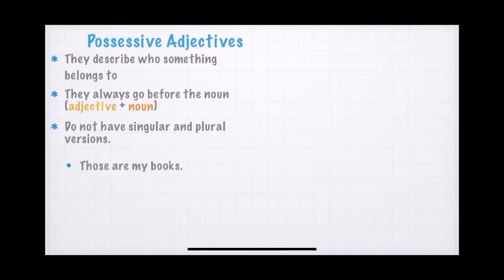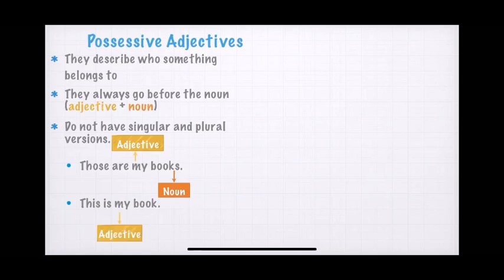Those are my books. My is the adjective which is describing books, the noun. So this word my is showing ownership of books. This is my book. My is again the adjective which is used to describe the noun book. Now in both these cases, one is singular and the other one is plural. In spite of that, we have used the same adjective, that is my.